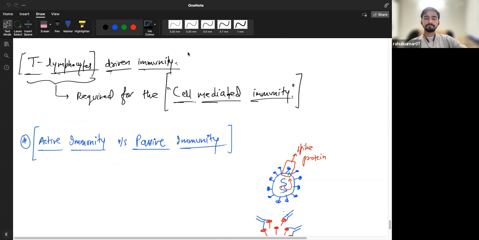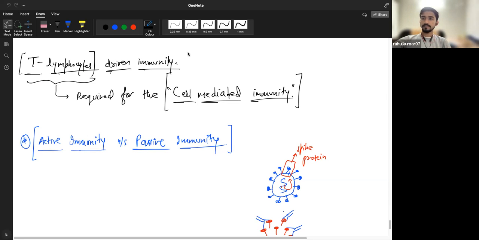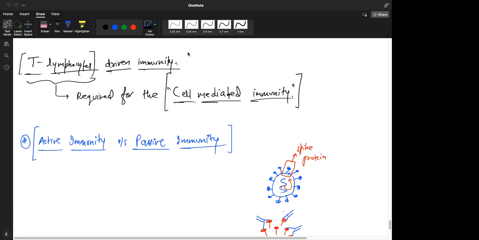Then we learned about the T lymphocytes, and I dictated certain things about it. Yes, we learned about the T lymphocytes, which are required for cell-mediated immunity. We also went into a detailed topic on what is cell-mediated immunity.